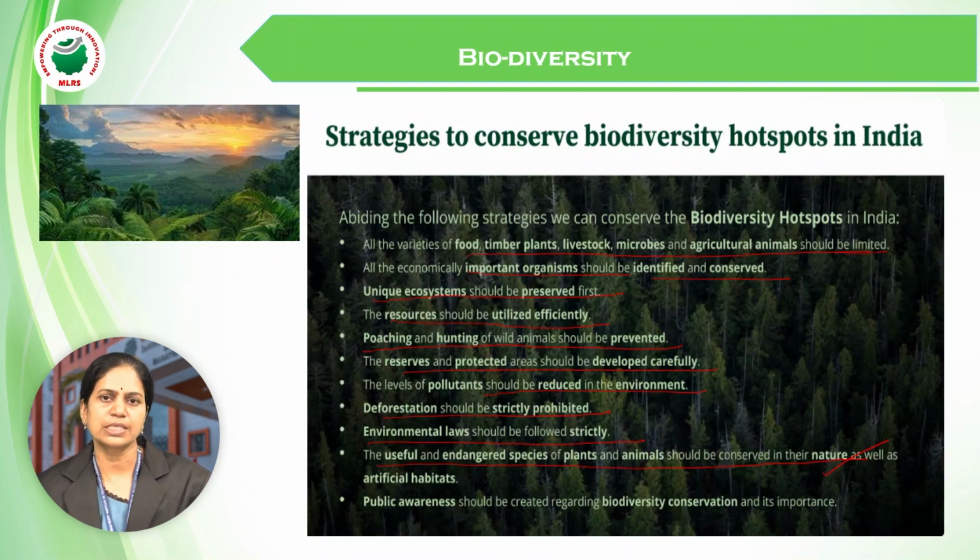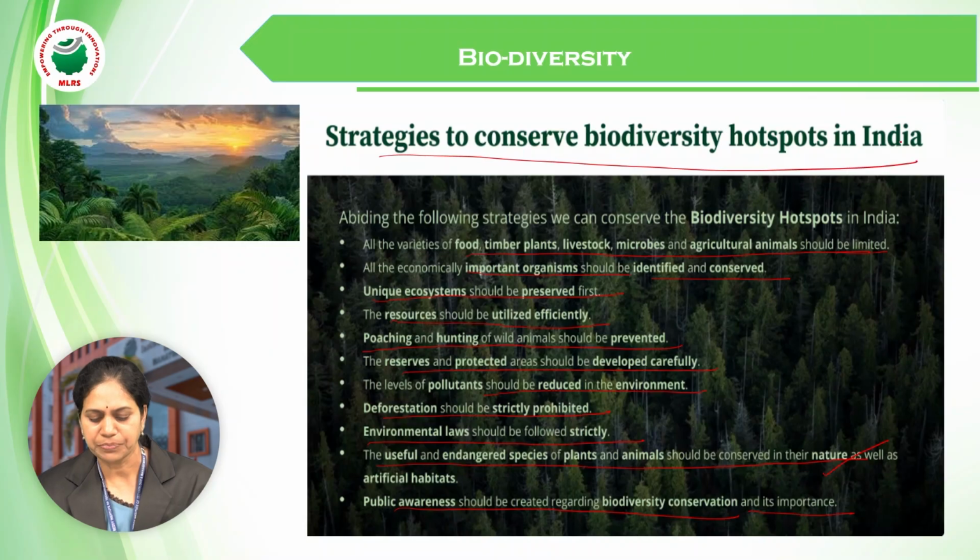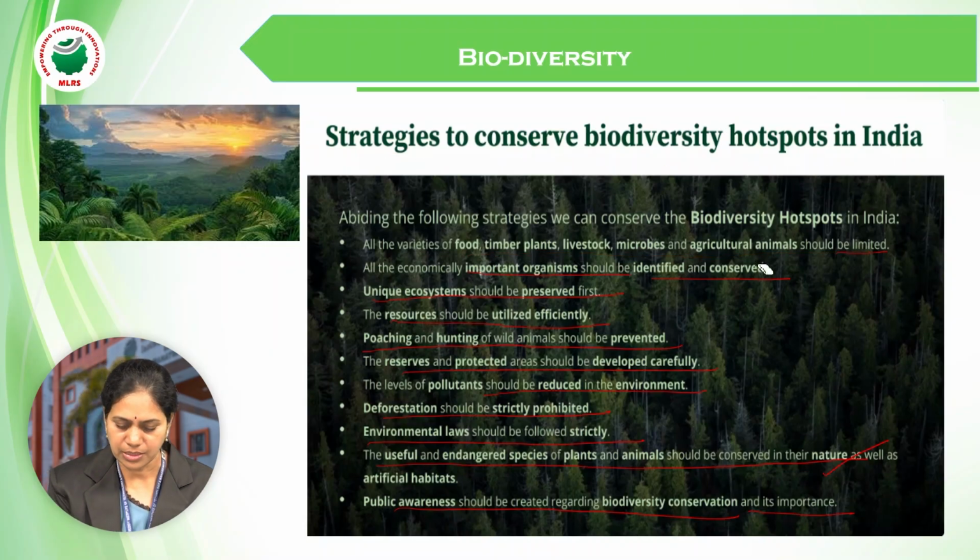More seriousness is needed in those matters where species are said to be endangered. They have to be identified, protected, and brought to different habitats. In their own habitat we can protect them, but we can also bring them to a different habitat where close monitoring is there, so there also we can protect them. Then public awareness should be created regarding biodiversity conservation and its importance. Everybody should know about its importance, why nature is important, why every life on earth is important to us. These are the strategies to conserve biodiversity hotspots in our country.